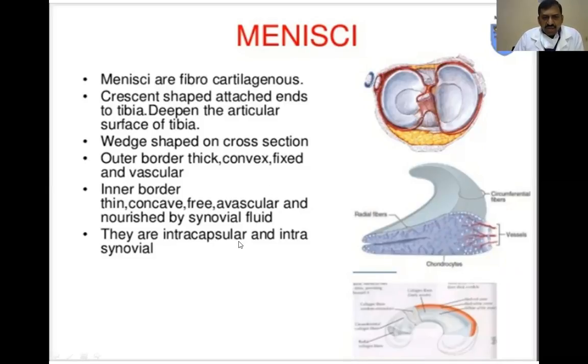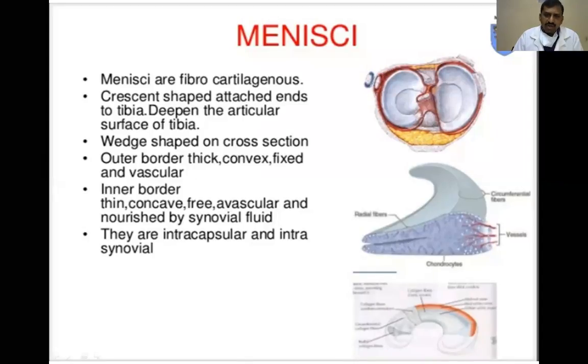And they are intracapsular and intrasynovial. That is the most important point. These menisci are intracapsular and intrasynovial.